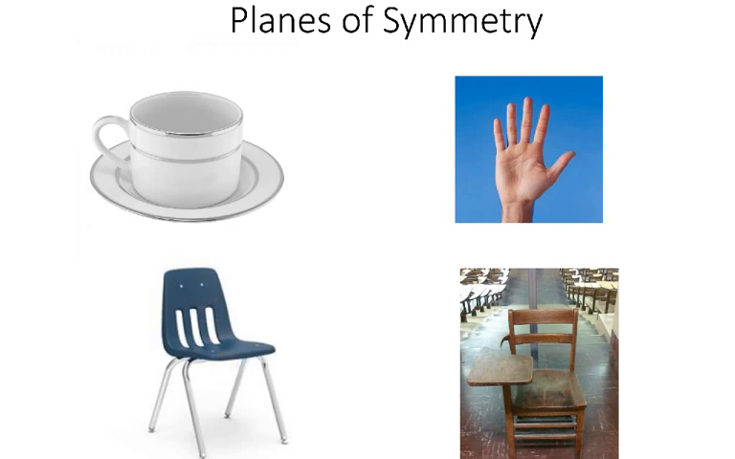This chair, I think if I put the plane right down the middle of the chair, it would have a plane of symmetry, right? But then on this chair, when I put this desk on the side, it's no longer identical on the left-hand side and the right-hand side, and I can't see any other planes of symmetry in that chair.